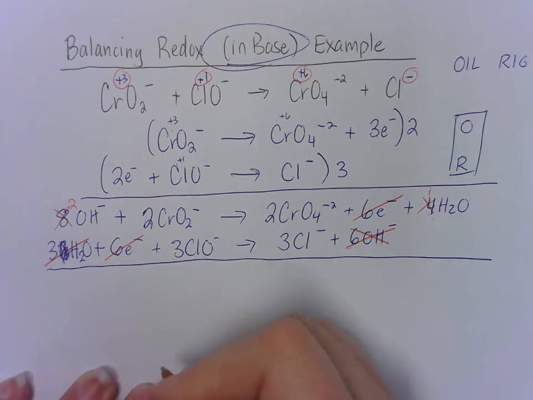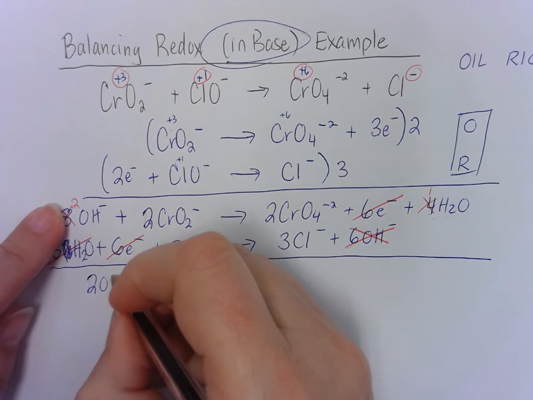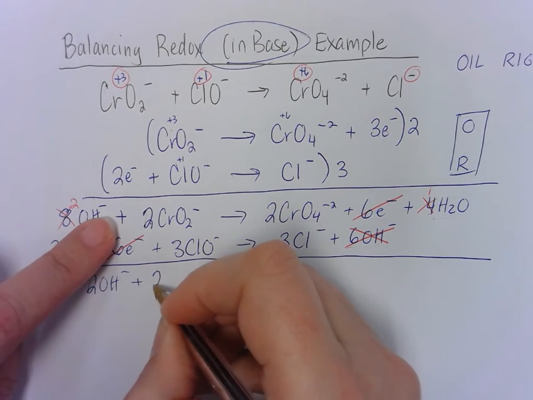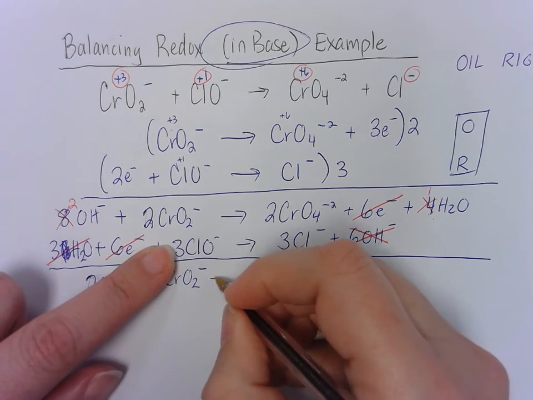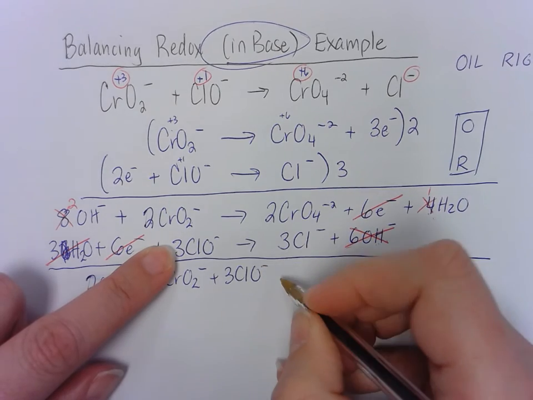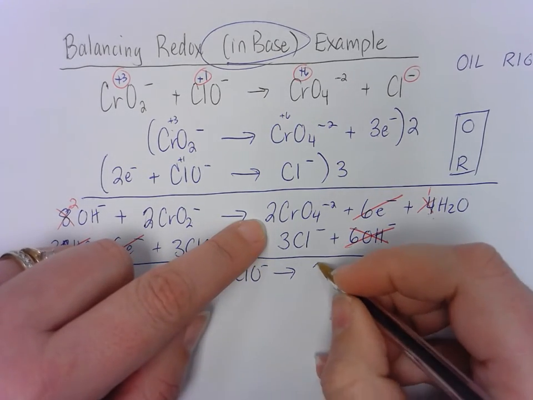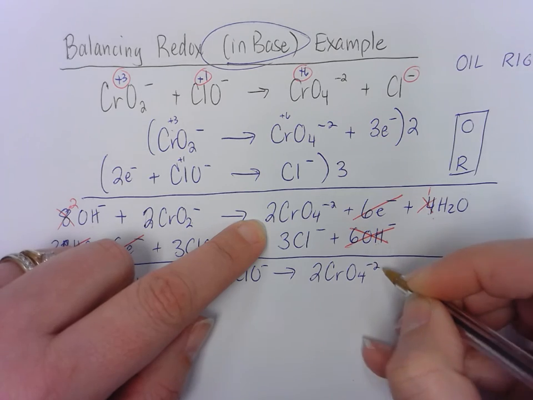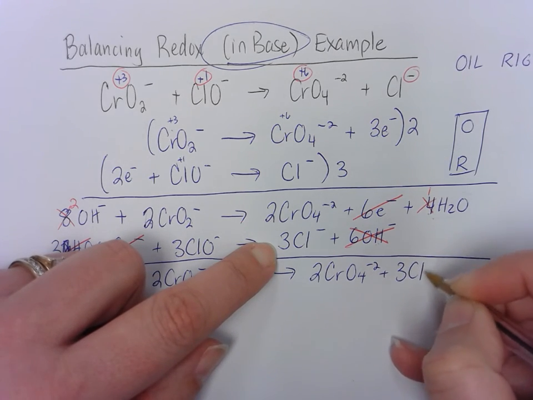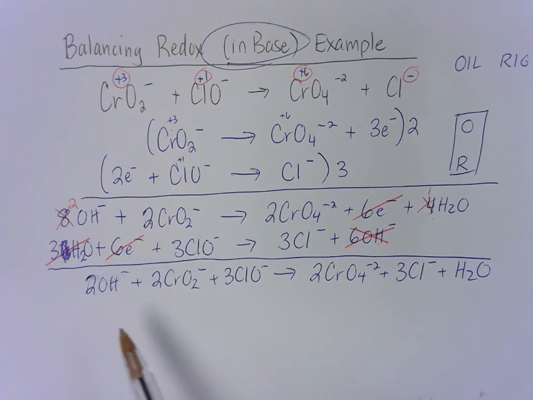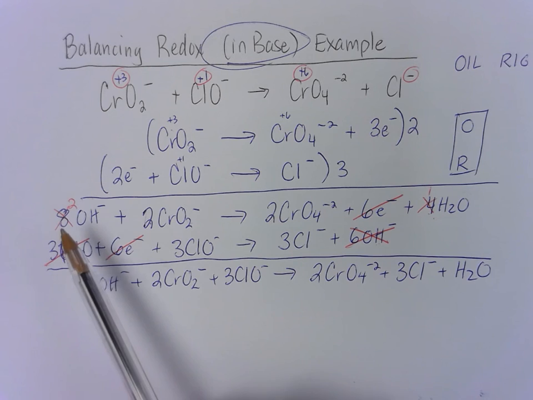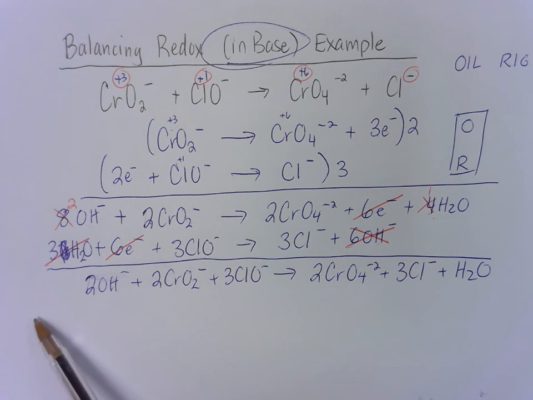So now we're going to combine it. We're going to have 2 hydroxide and 2 CrO2 minus and 3 ClO minus, making 2 CrO4 minus 2 plus 3 Cl minus ions and 1 water. So this one, you can see we've had some canceling and some reducing, and we ended up with this as our balanced equation in base for that particular reaction.